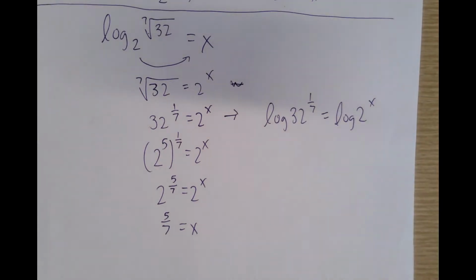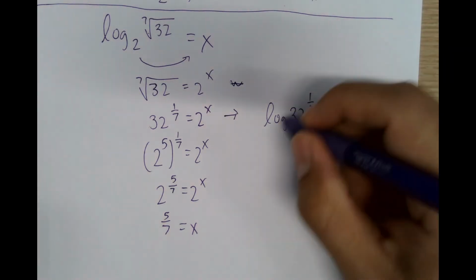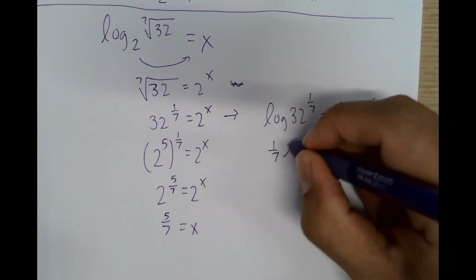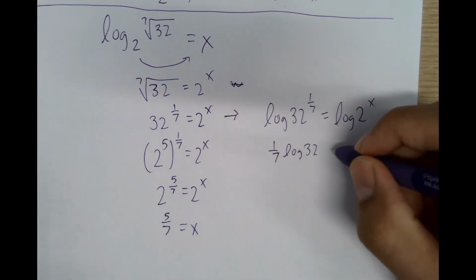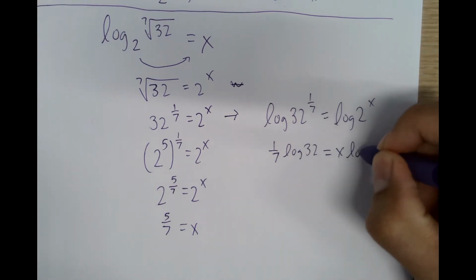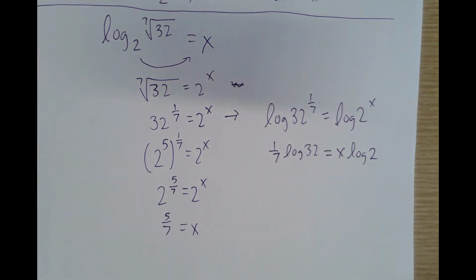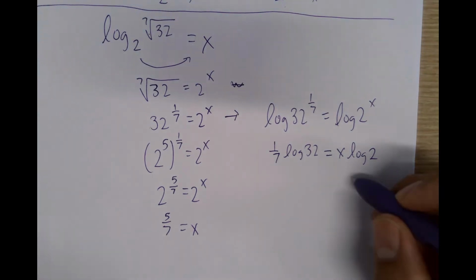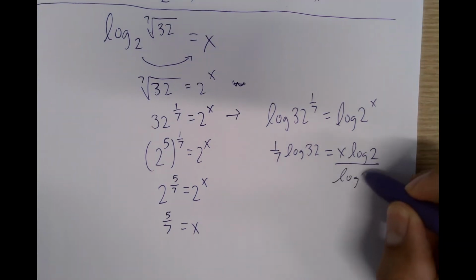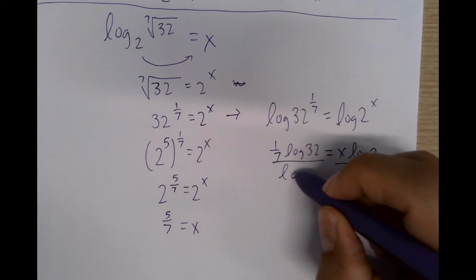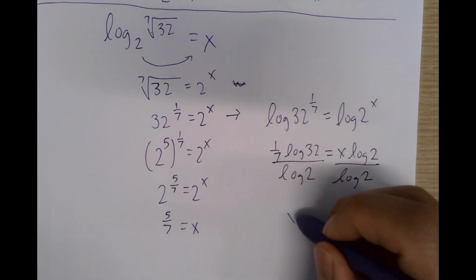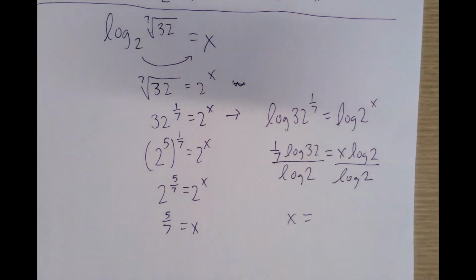The reason we do this is so now we can move the 1/7 to the front. 1/7 log 32 equals x log 2, and now we can isolate x. We can isolate x by dividing both sides by log 2, and now we should get x is equal to, and you could type this in your calculator.